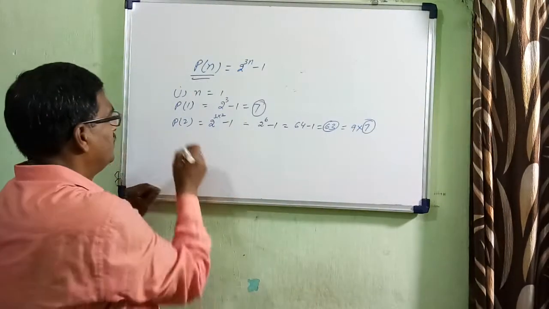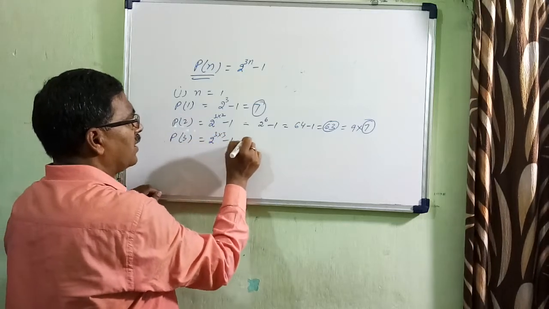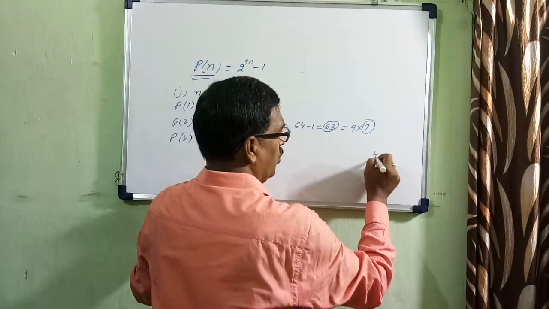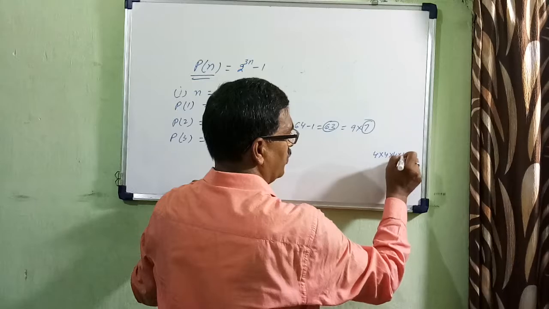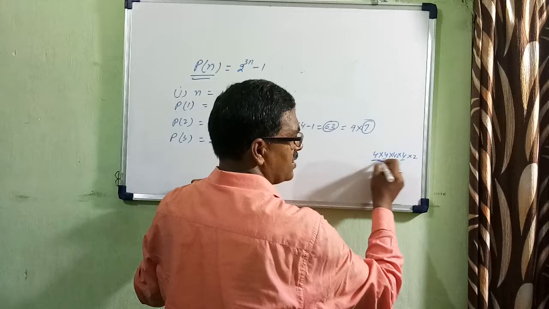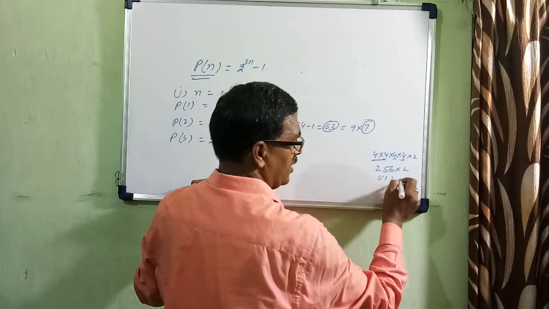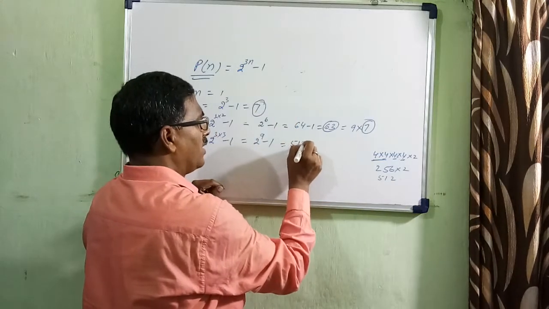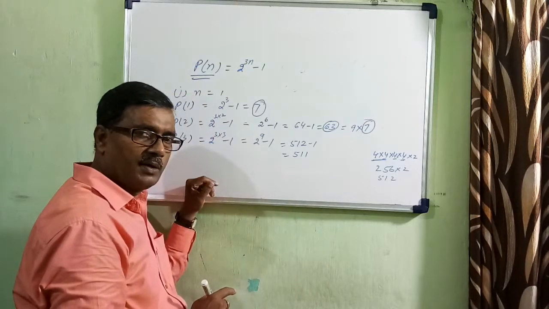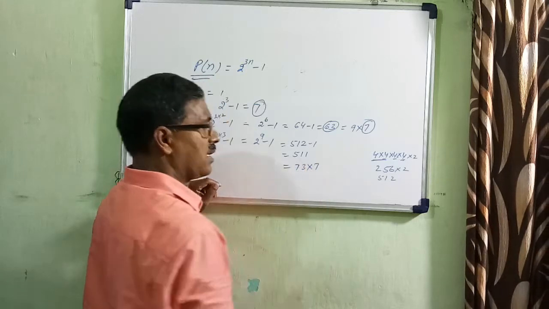Let us take 3 also. P(3) = 2^(3 into 3) - 1 = 2^9 - 1. Now 4 into 4 into 4 into 2, that is 16 into 16 is 256, into 2 will be equal to 512. So 512 minus 1 will be 511. Is it divisible by 7? Yes, 7 times 73.